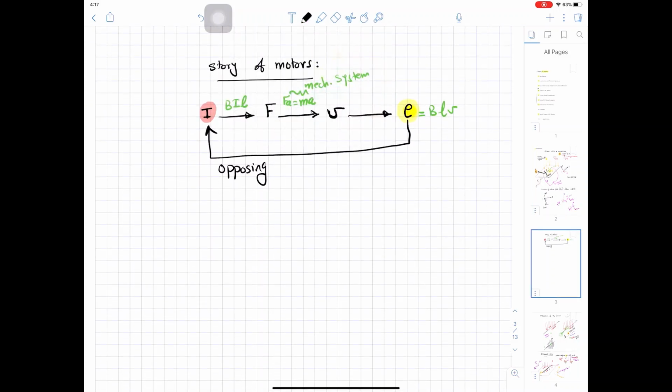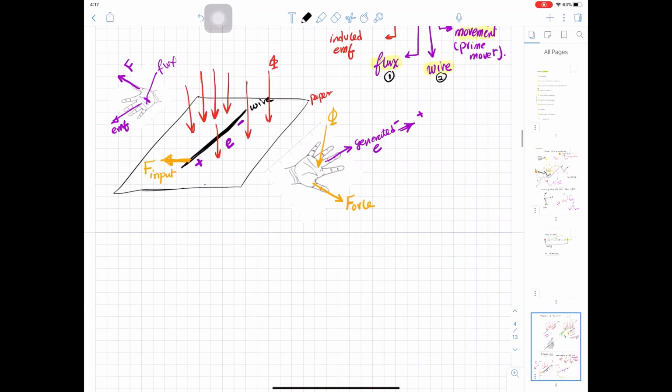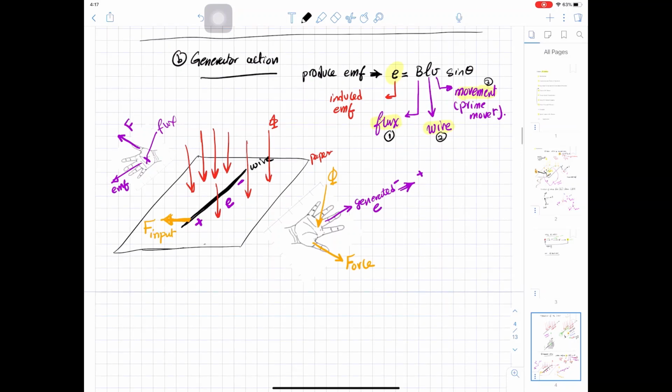The story for generators. So let's go back to the generator action and complete it. For the generator action, we said that if you move with an F input, which is a mechanical force input, you move the wire, so the wire cuts the flux, and once the wire cuts the flux, it will generate a voltage E.